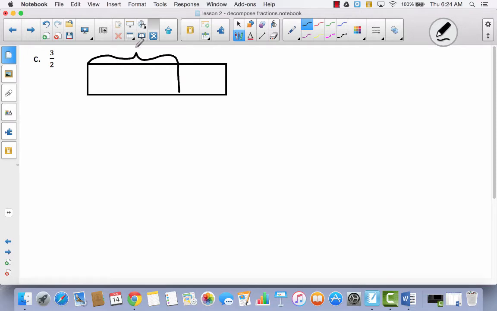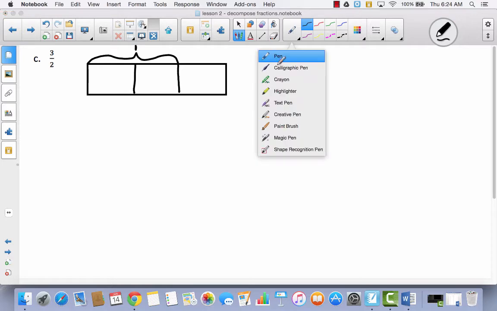I'm going to go ahead and label that 1. And then I have to divide this into half. So here's a half. So I have 1/2, 1/2, and then I have an additional half. So this would be actually 3 halves, or 1 and 1/2.